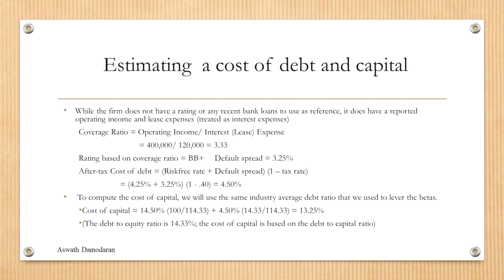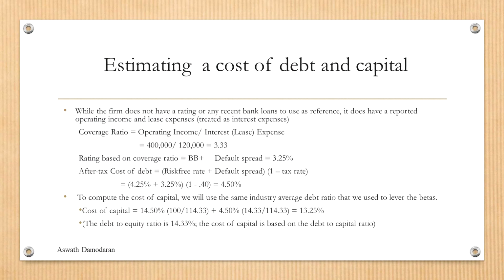So the after-tax cost of debt equals the risk-free rate plus the default spread, times 1 minus the tax rate. Here the risk-free rate is 4.25% and the default spread is 3.25%. Multiply this by 1 minus the tax rate and it will give you a 4.5% after-tax cost of debt.